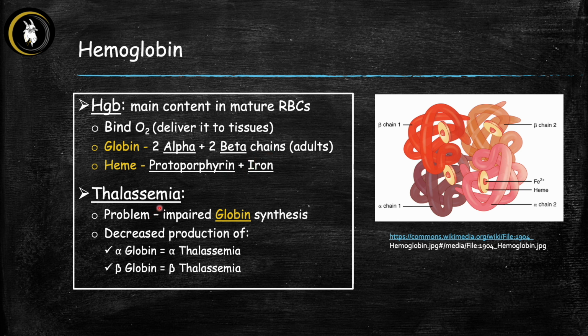Now in thalassemia, the problem is a decrease in the globin proteins. So there's nothing wrong with the heme portion. The defect is in the production of either alpha globin, which causes alpha thalassemia, or beta globin, which causes beta thalassemia.